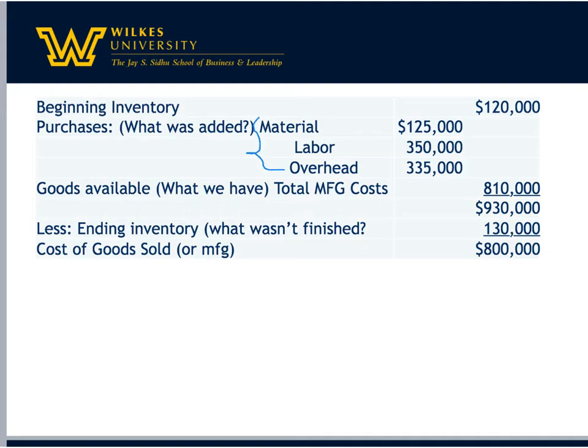So beginning inventory plus those items we purchased says what's available, and my total manufacturing costs for the month are these items that I've purchased. When I add them to my beginning inventory, I've got the amount of work in process available. I subtract out my ending inventory, which is what wasn't finished, and I end up with what we'd call the cost of goods sold. But since we haven't sold them, we're just transferring them to the next department, we're going to call it the cost of goods manufactured.